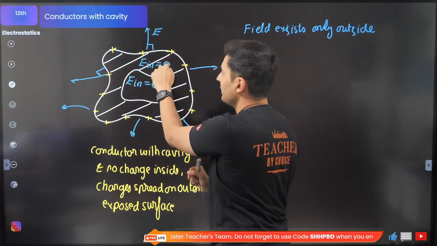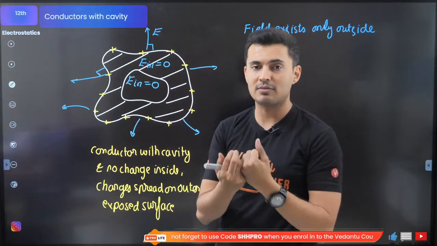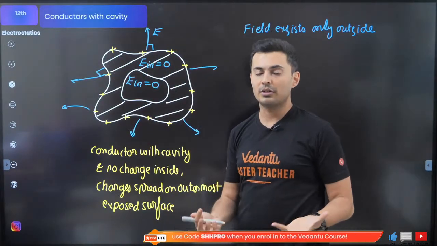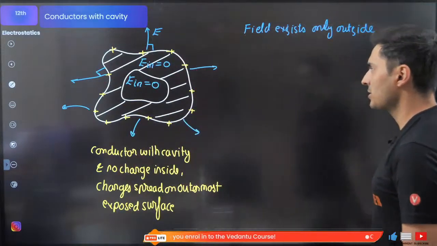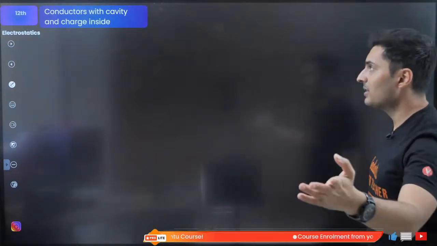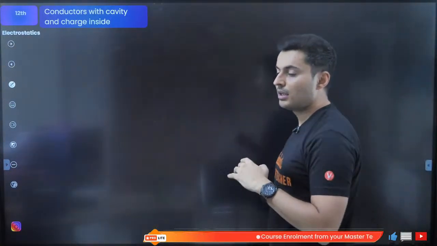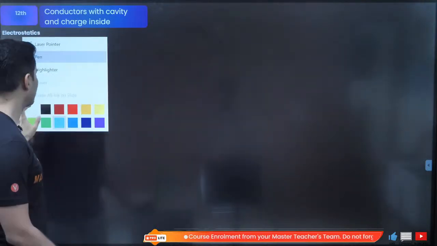It's not that this charge is not creating a field. It is creating, but it is getting cancelled by all the other charges within on the surface of the conductor. So it will just cancel, simply put. Moving on to the next point. What happens when there is a charge inside and what happens when there is a charge outside the cavity? These are two important cases which you should know. Let's start with inside first.